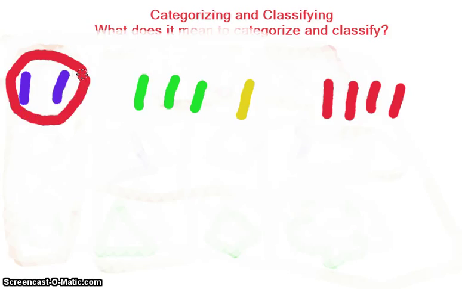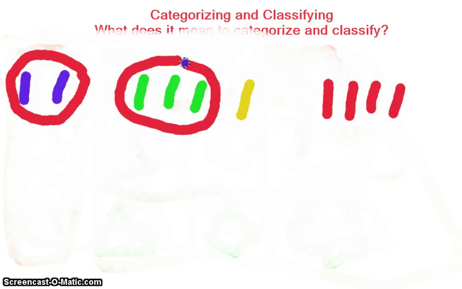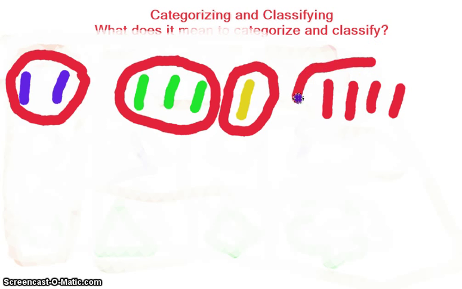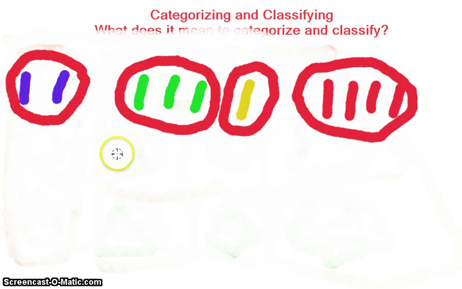I would take his 2 purple toys and I would set them aside because they are the purple toys, and I would categorize them as purple. I could take his 3 green toys and put them in a separate group and categorize that as green. I would take his 1 yellow toy and categorize that as yellow, and his 4 pink toys and categorize that as pink. I could also turn around and categorize them by shape.